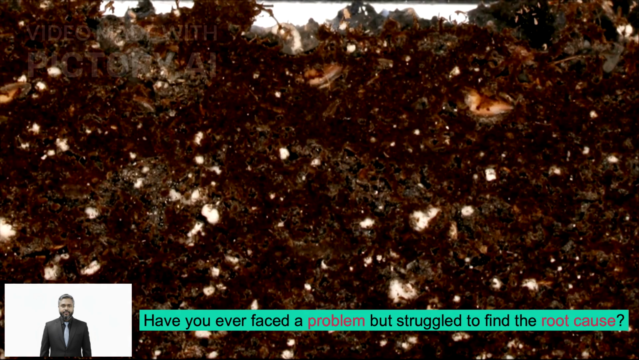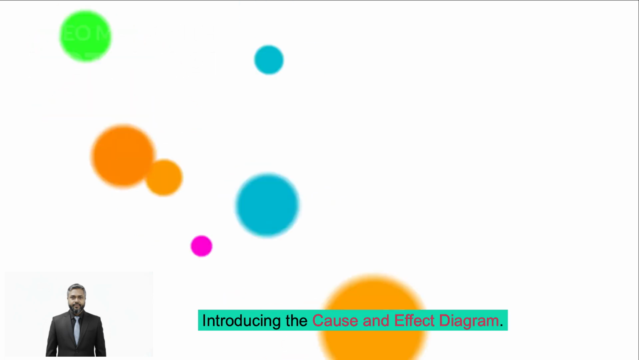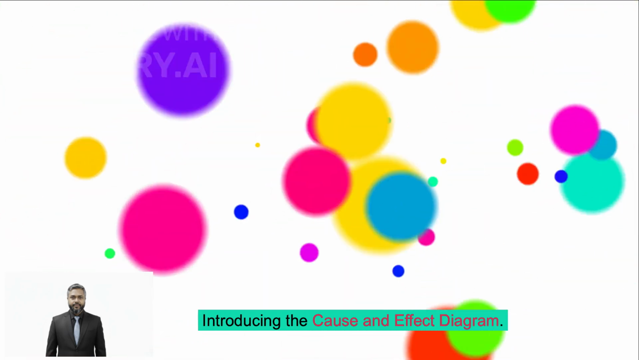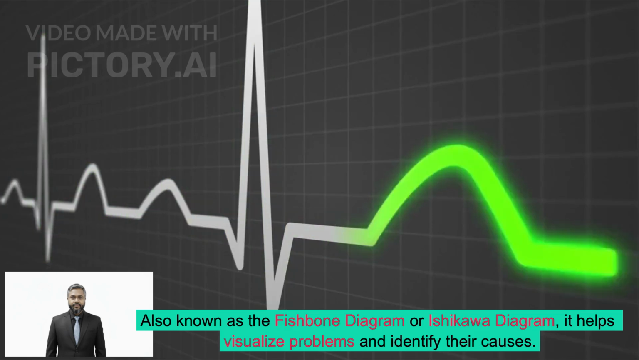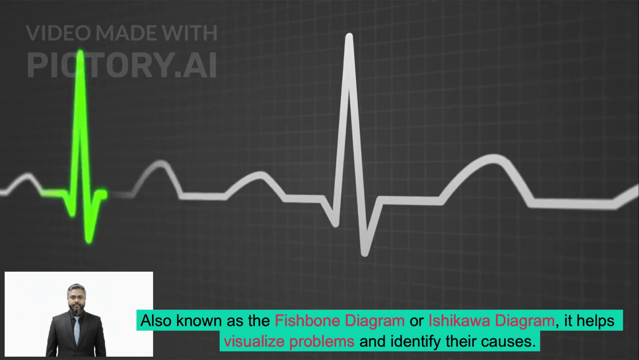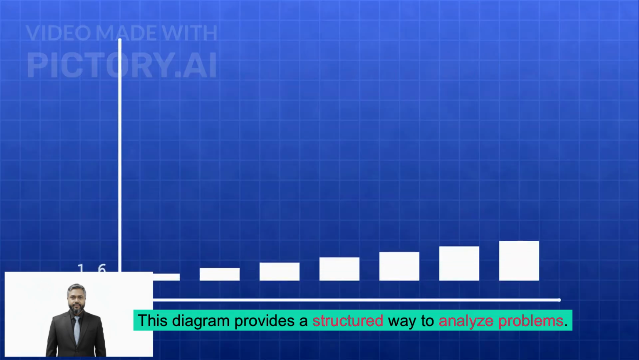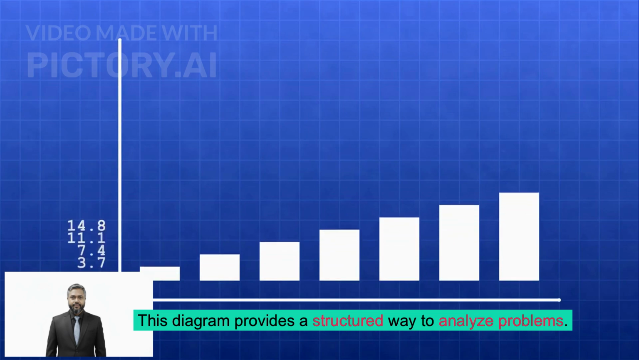Have you ever faced a problem but struggled to find the root cause? Introducing the cause and effect diagram. Also known as the Fishbone Diagram or Ishikawa Diagram, it helps visualize problems and identify their causes. This diagram provides a structured way to analyze problems.